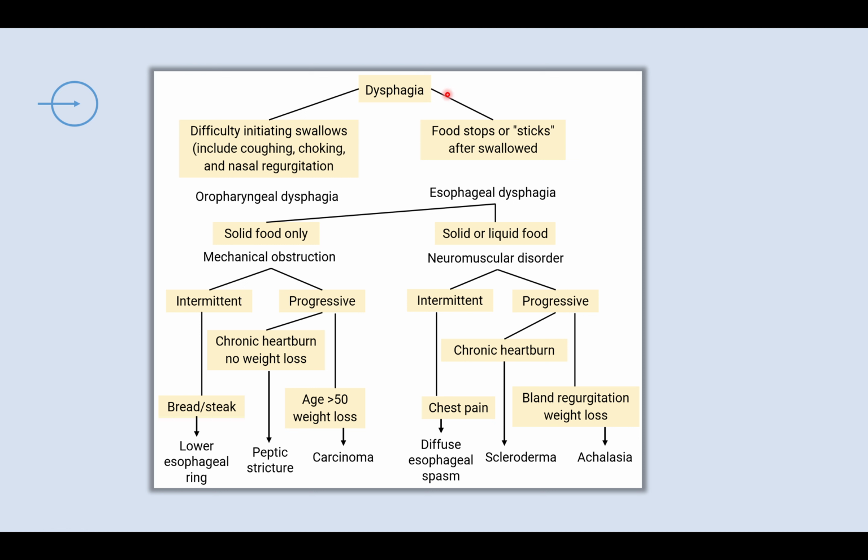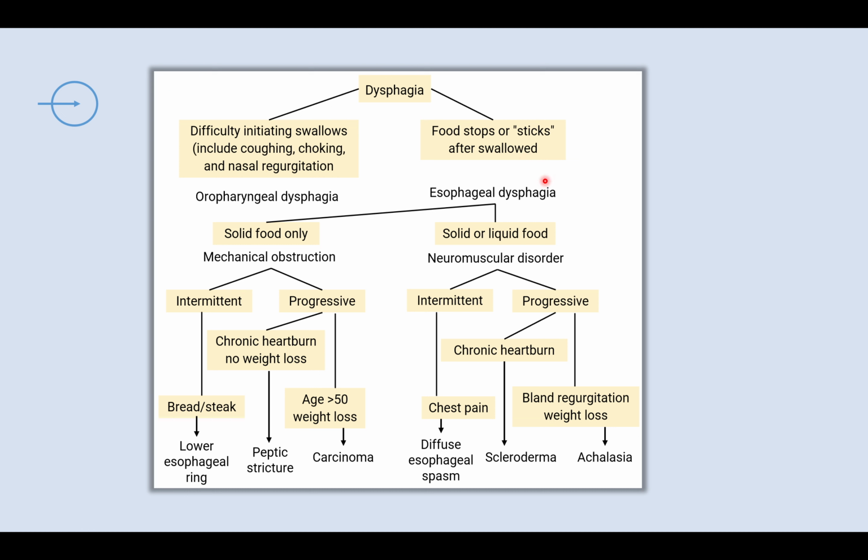So this is dysphagia. First, we decide whether there is difficulty initiating swallowing or whether food stops or sticks after being swallowed. As we have seen, if there is difficulty initiating swallowing, or the patient also has symptoms like coughing, choking, and nasal regurgitation, that means the oral and pharyngeal phase is involved, and it's called oropharyngeal dysphagia. And we have to rule out the other neuromuscular causes. But if the food stops or sticks after swallowing, that means the patient is suffering from esophageal dysphagia.